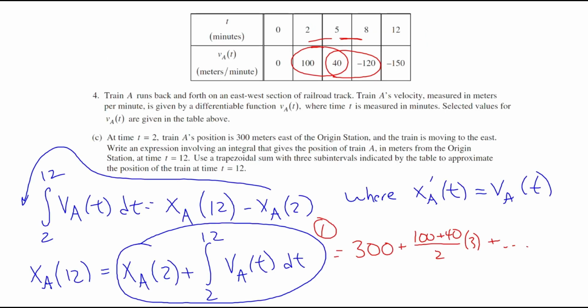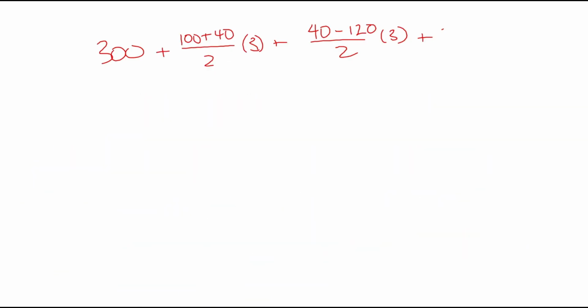And then we'll add to that the last one here, which is going to be negative 120 plus negative 150, or negative 120 minus 150, divided by 2. And then we'll multiply that one by 4, the distance from 8 to 12. So we've got (negative 120 minus 150) over 2 times 4. And that is the setup here for our trapezoidal sum.